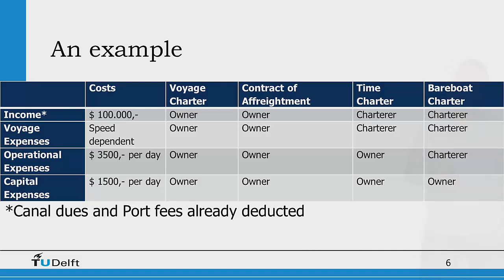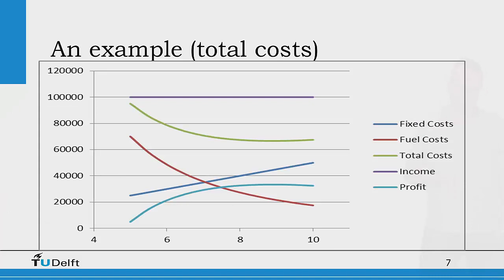So if we use this data, we can see, depending on the speed, how many days we will take to finish the contract and how much income we will have. This is done in the following graph. In this graph, you see the purple line, and the purple line is the $100,000 income. No matter how fast I will be going, I will get $100,000.